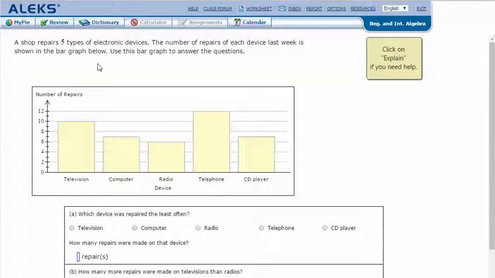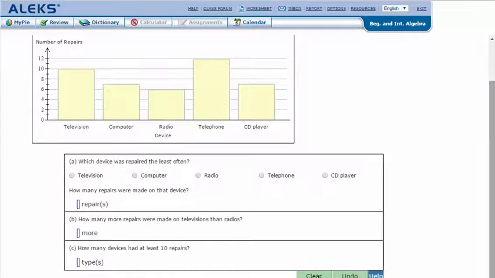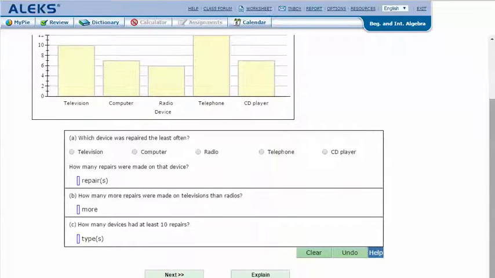Here's an example problem. A shop repairs 5 types of electronic devices. The number of repairs of each device last week is shown in the bar graph below. Use this bar graph to answer the questions. So, which device was repaired the least often? How many repairs were made on that device? How many more repairs were made on televisions than radios? And how many devices had at least 10 repairs? Let's click Explain.